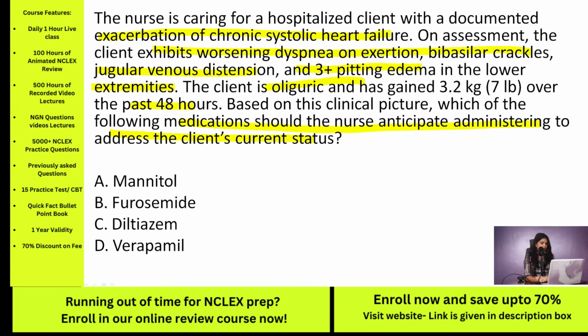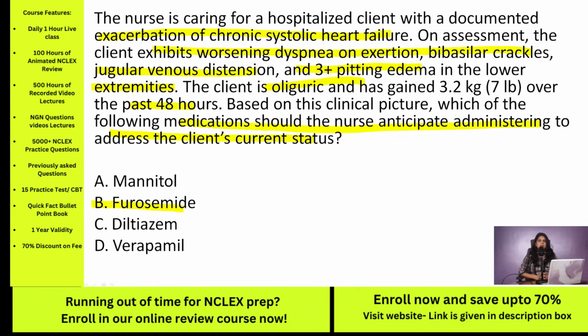Option A, mannitol. Option B, furosemide. Option C, diltiazem. Option D, verapamil. Now let's determine which medication best aligns with the client's presentation of acute volume overload. The correct answer is option B, furosemide.